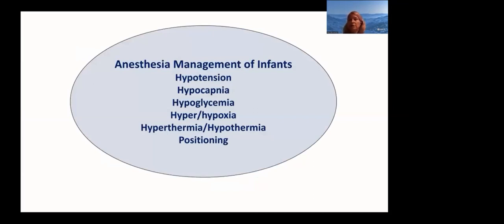We all know it's very difficult to anesthetically manage infants. It's very easy to get hypotension, overventilate the patients, not give enough glucose, give either too much or too little oxygen, have the patients too warm or too cold, or use extreme positioning of the neck. All of these predispose to postoperative problems and possibly neurocognitive issues down the line.